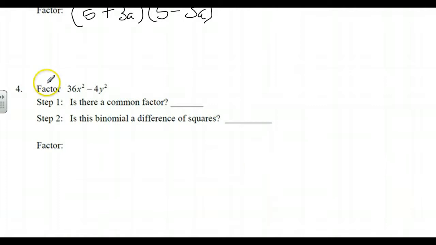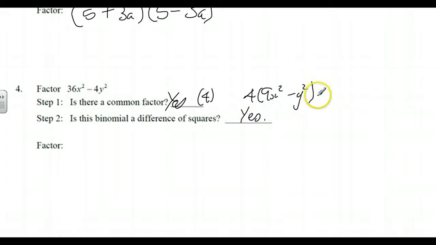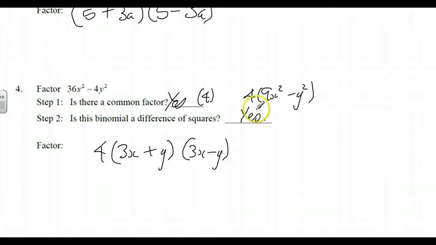Is there a common factor? Yes, 4. So that'll give us 4 bracket 9x squared minus y squared. And this binomial is a difference of squares. So we go 4, square root of the first term plus the square root of the second, square root of the first term minus the square root of the second.